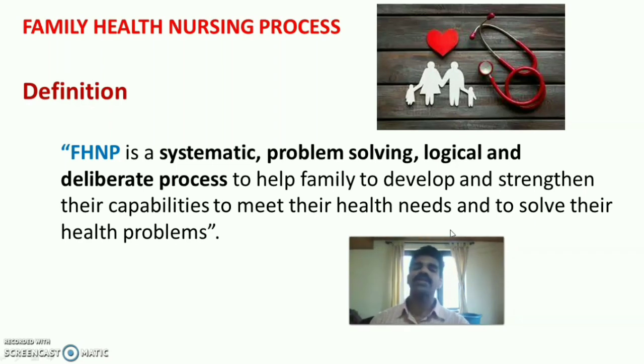That is, family health nursing process is a systematic, problem solving, logical and deliberate process to help the family to develop and strengthen their capabilities, their capacities to meet their own health needs and to solve their own health problems. So these are the three different definitions. You can learn at least one definition with the complete meaning.